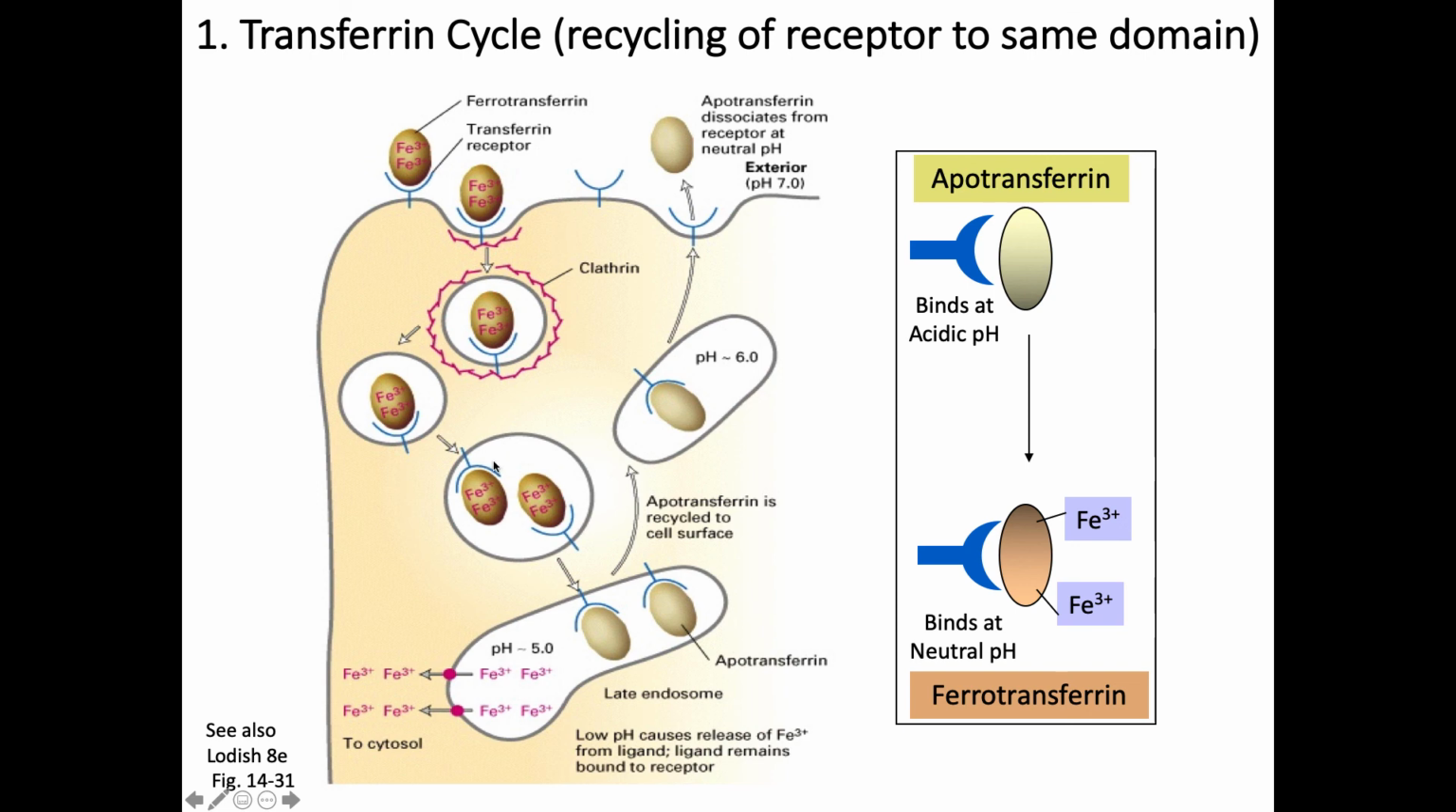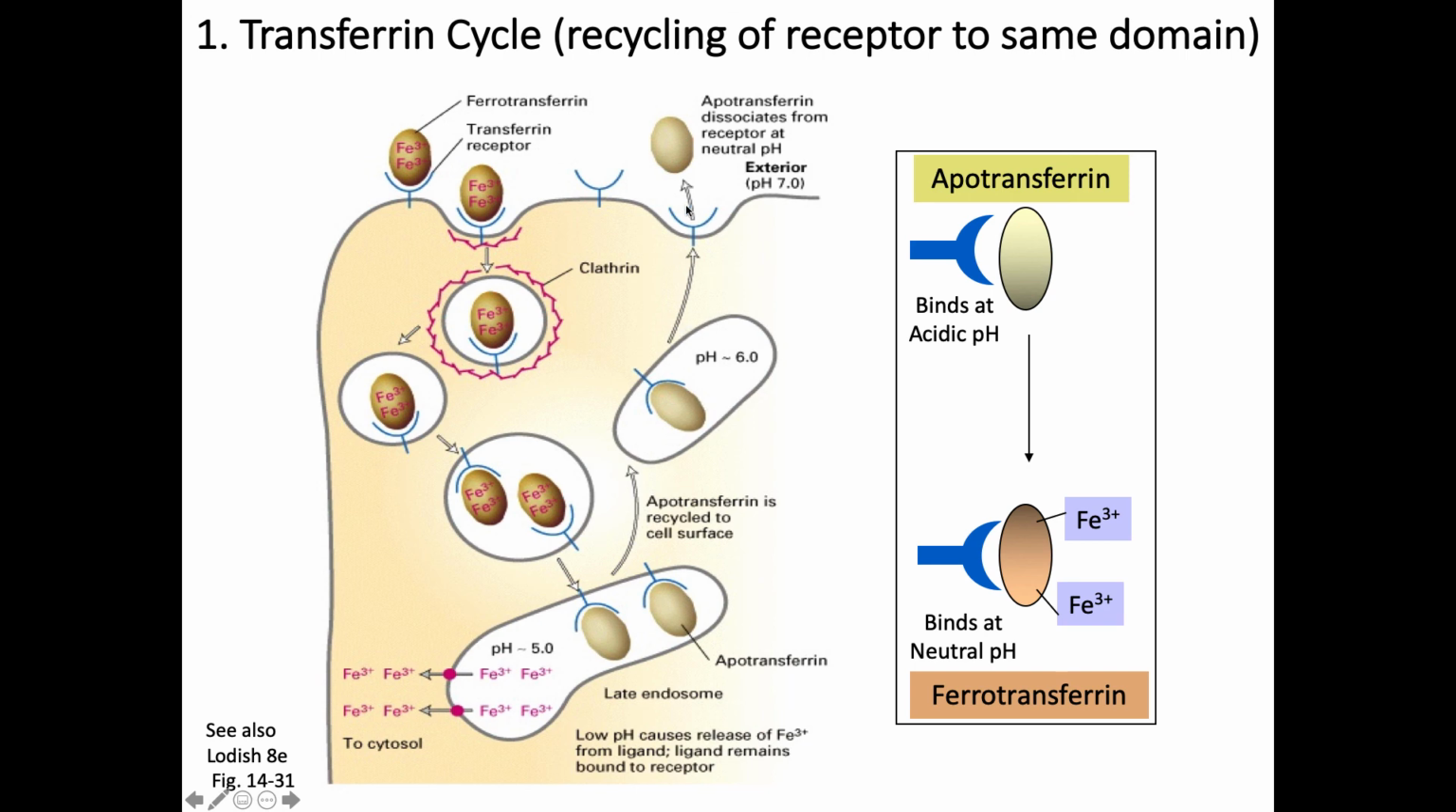You have receptor-mediated endocytosis, and they end up in the late endosome. So what happens in the late endosome? You have a low pH of 5. Right here, at the low pH, the ferrotransferrin converts into apotransferrin, and the apotransferrin binds to the receptor very tightly, but it releases the iron, which is used in the cell. So this tightly bound apotransferrin is now recycled back to the cell surface. Remember that at acidic pH it is bound very strongly, so it is recycled back.